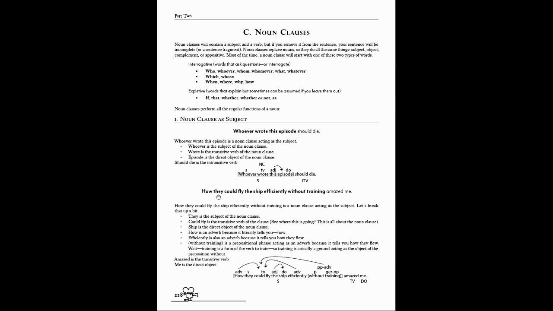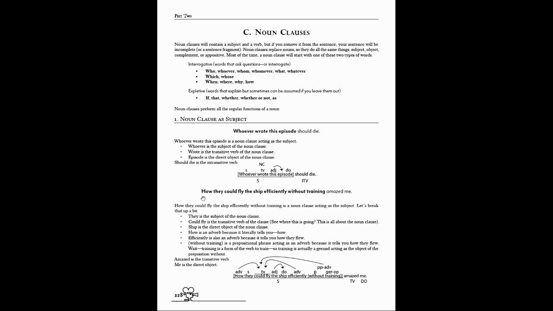So I'm like, okay, cool. They is my subject then. They could fly ship. That's my sentence. So they is the subject, could fly is a transitive verb, ship is the direct object. So all of that has extra stuff, but all of it together is a noun clause. Why? Because it's the subject.